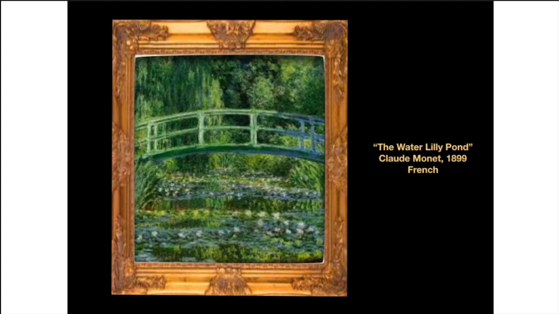And this last piece is The Water Lily Pond by Claude Monet in 1889, and he was French. Again, are you seeing those yellows, blues, and greens that are next door to each other in the color wheel? Boy, analogous color schemes are really loved by artists, but it's also such a huge part of nature.